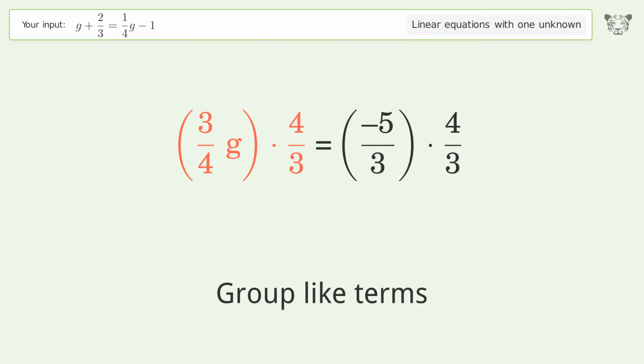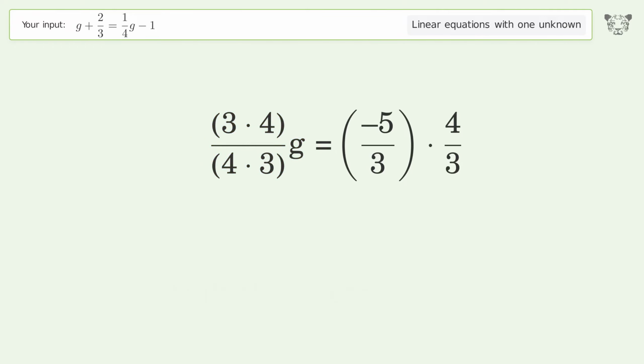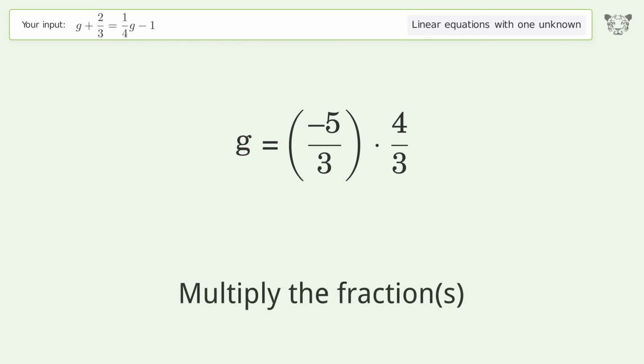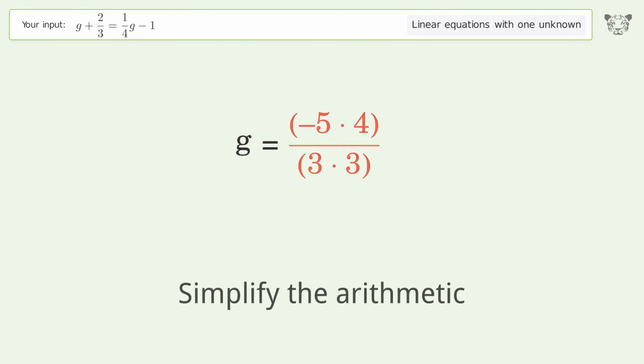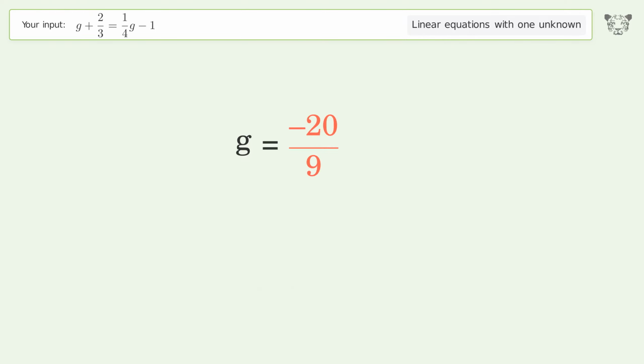Group like terms. Multiply the coefficients. Simplify the fraction. Multiply the fractions. Simplify the arithmetic. And so the final result is g equals -20/9.